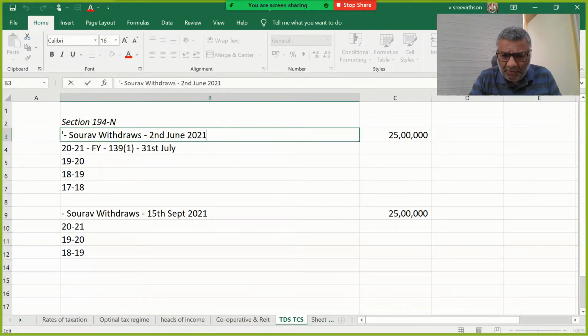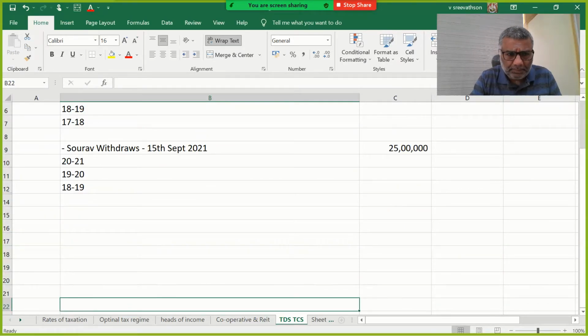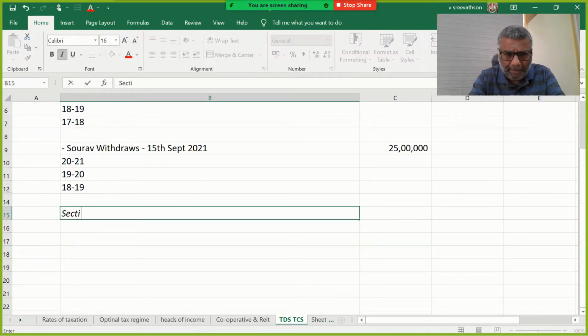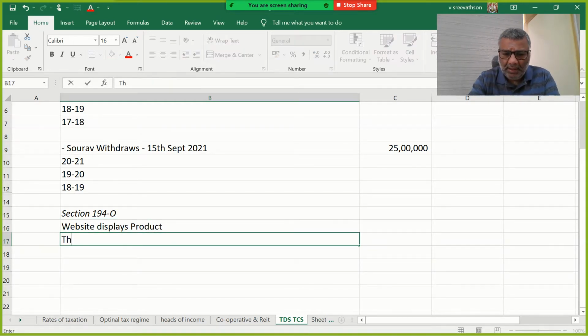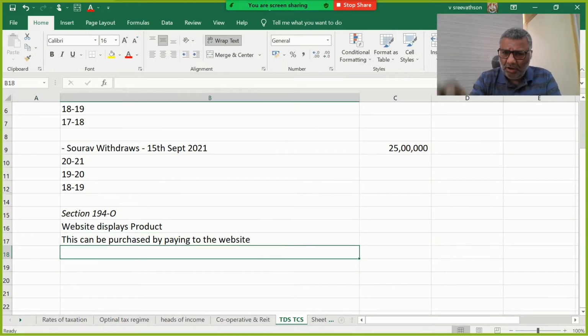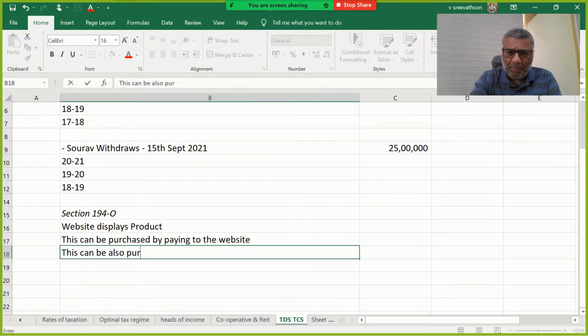Section 194O. A website displays a product. This can be purchased by paying to the website or the web portal, who is the e-commerce operator. This can also be purchased by paying directly to the participant.